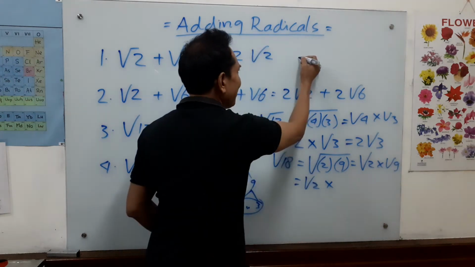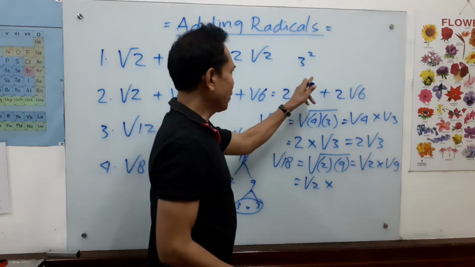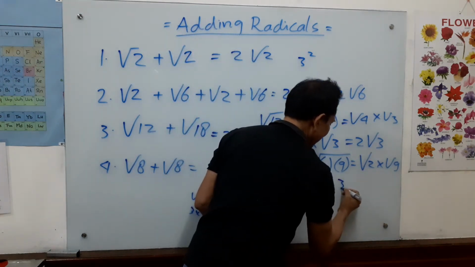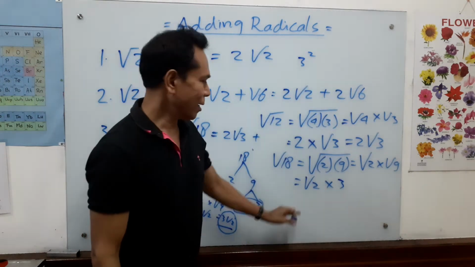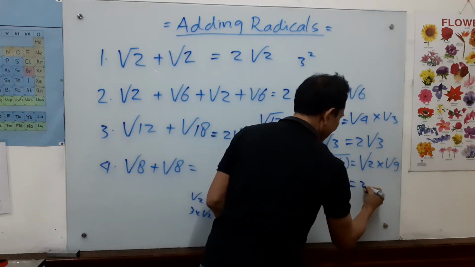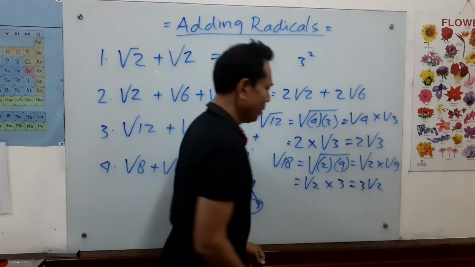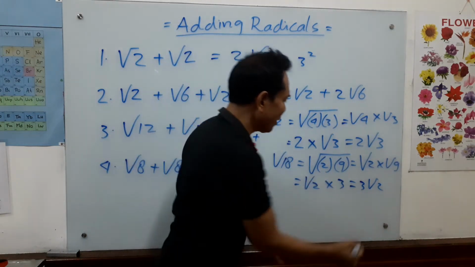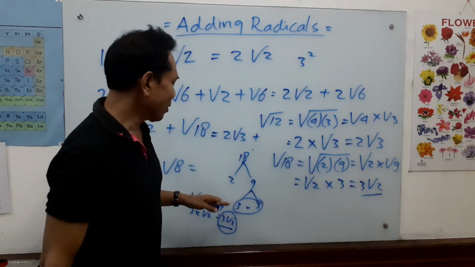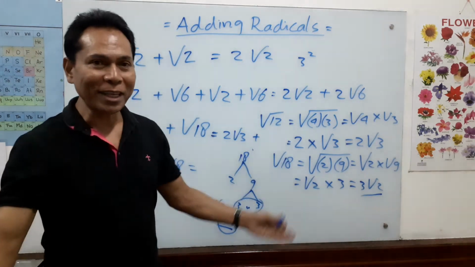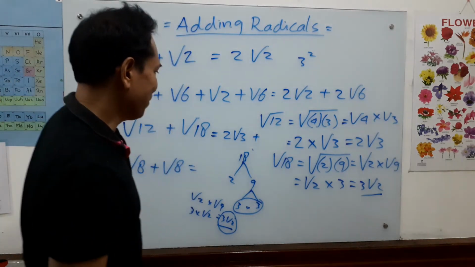Because it comes from 3 square. 3 times 3 is 9. Okay, so it's 3. Okay, radical 2 times 3 equals 3 radical 2. Is it the same? We have here, we use this way, we get 3 radical 2. We use factor 3, we get 3 radical 2. So it's the same. Okay.